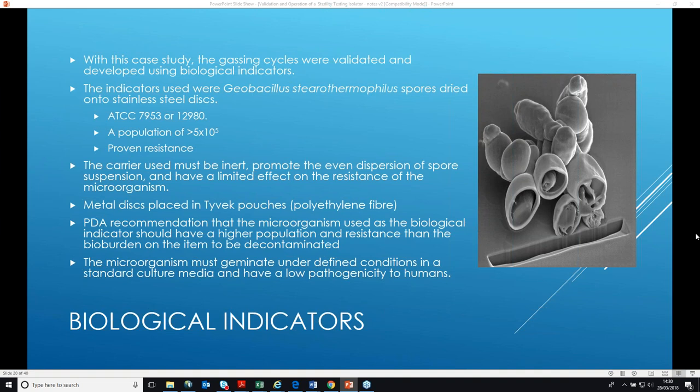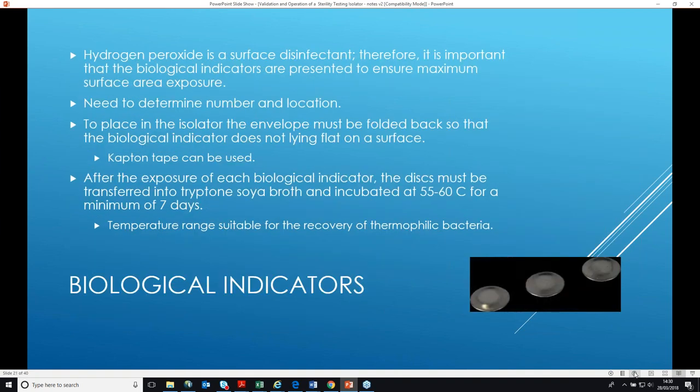Scientific data indicates that there's a relationship between kill time and surface temperature, and that faster kills are seen nearer the dew point of the gassing vapor. It's also similar in terms of kill as with an autoclave, in that the destruction of the microorganisms follows a logarithmic pattern. Hydrogen peroxide, as I said before, is a surface disinfectant.